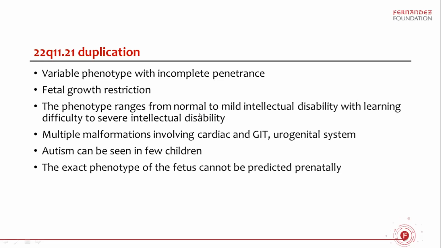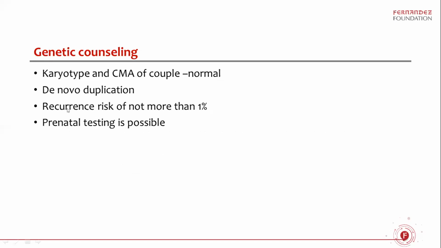So it is very difficult to counsel this couple, to predict the phenotype of the fetus postnatally and tell the couple. These fetuses sometimes can have multiple malformations, including cardiac, GIT, and urogenital system. But if these abnormalities are not there, then it is again challenging for the geneticist to explain exactly the phenotype of the fetus. Some of these children were also found to have autism. So counseling has been done for them. Both karyotype and chromosomal microarray have been advised.